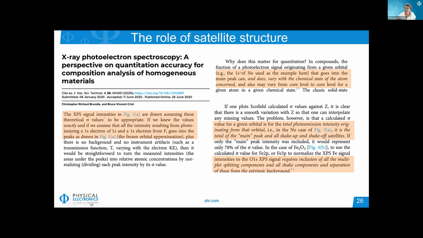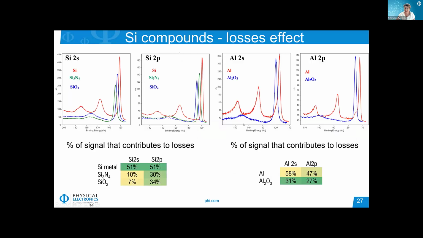And they mentioned that there are losses, of course, that we all know, the shake-ups and satellites, and the percent of losses depends on the chemical state of the atom. And therefore, you have to be aware how the sensitivity factors were derived and how you also process the data for quantification. So here's just an example of looking at silicon 2s and silicon 2p for 3 different compounds: metal, nitride and oxide.